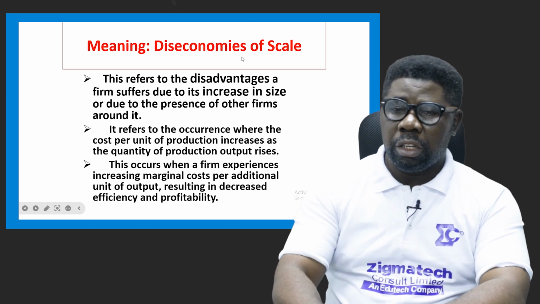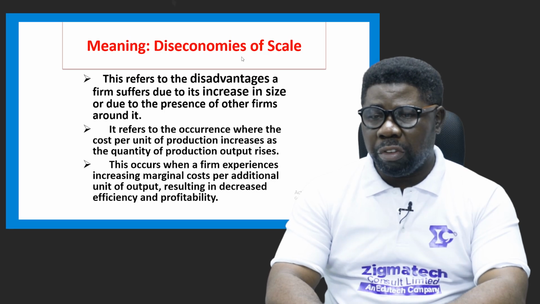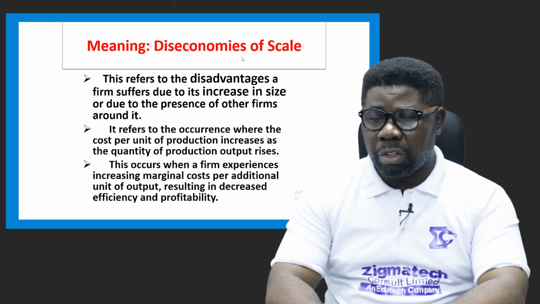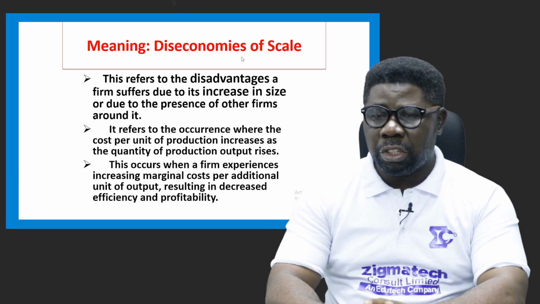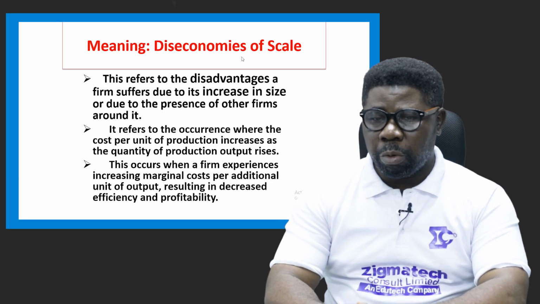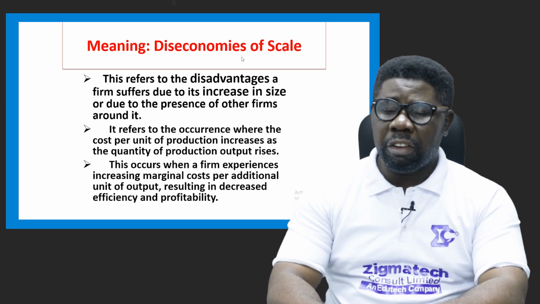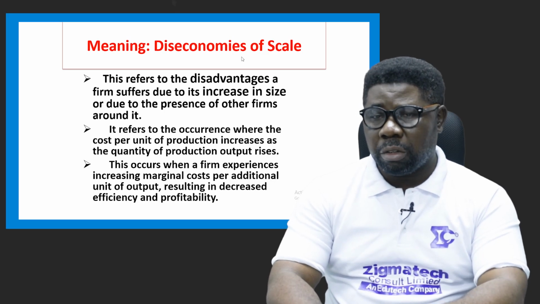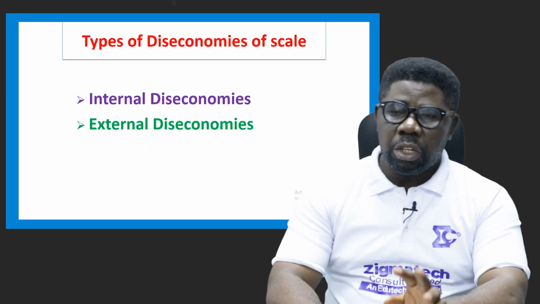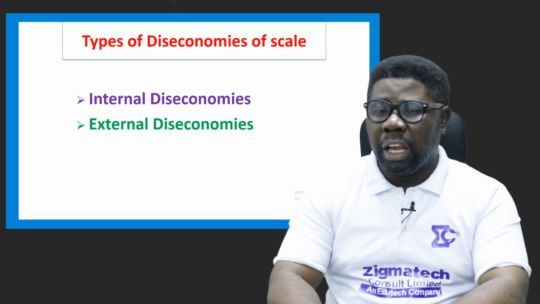It refers to the occurrence where cost per unit of production increases as quantity produced increases. Now, this occurs when a firm experiences increasing marginal cost per additional unit of output produced, resulting in decreased efficiency and profitability. If this is the case, companies will suffer diseconomies of scale. There are two types of diseconomies of scale, internal and external diseconomies of scale.